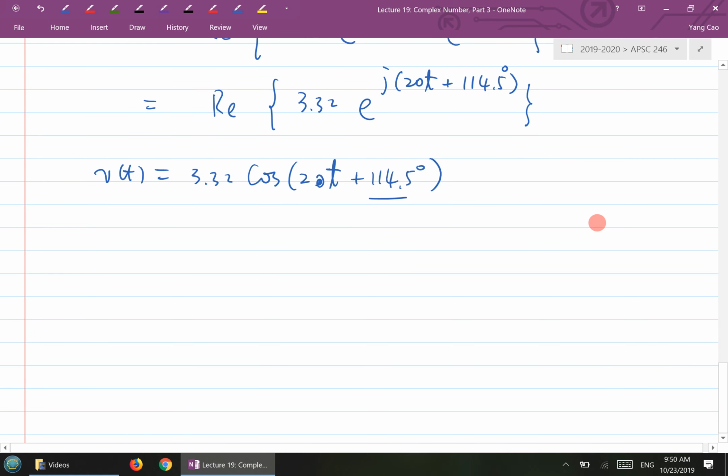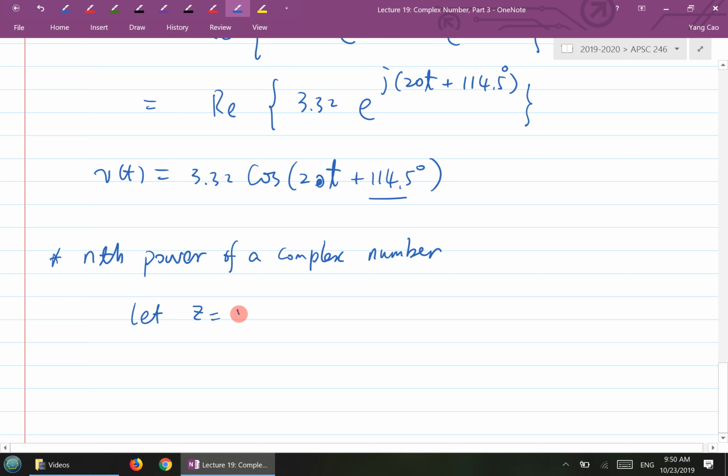Okay, that is Euler. So now let's take a look at another application of Euler, and that is called the nth root of a complex number. Before we do that, there is another concept called the nth power of a complex number. This is also a very useful formula.